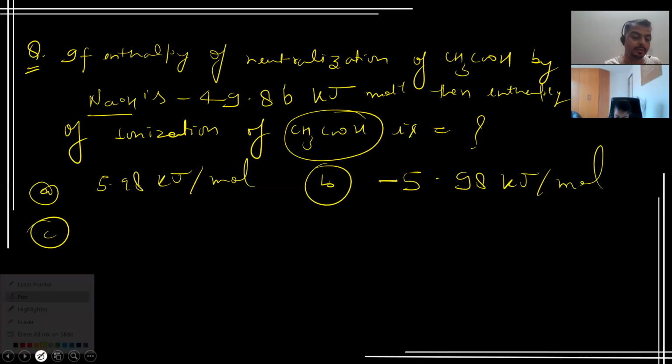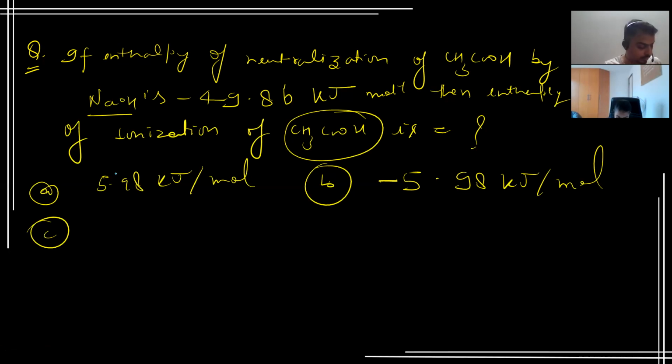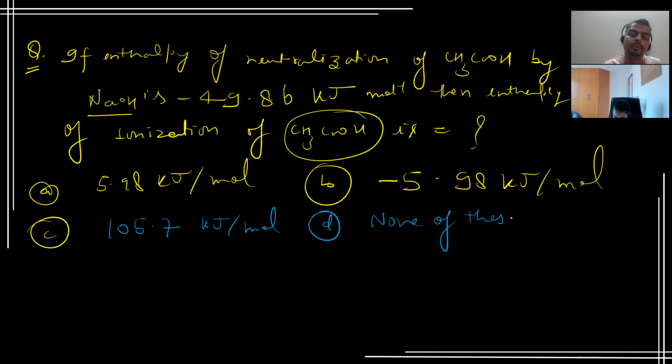Option C is 105.7 kilojoule per mole. Option D is none of these. So you need to find out the value.